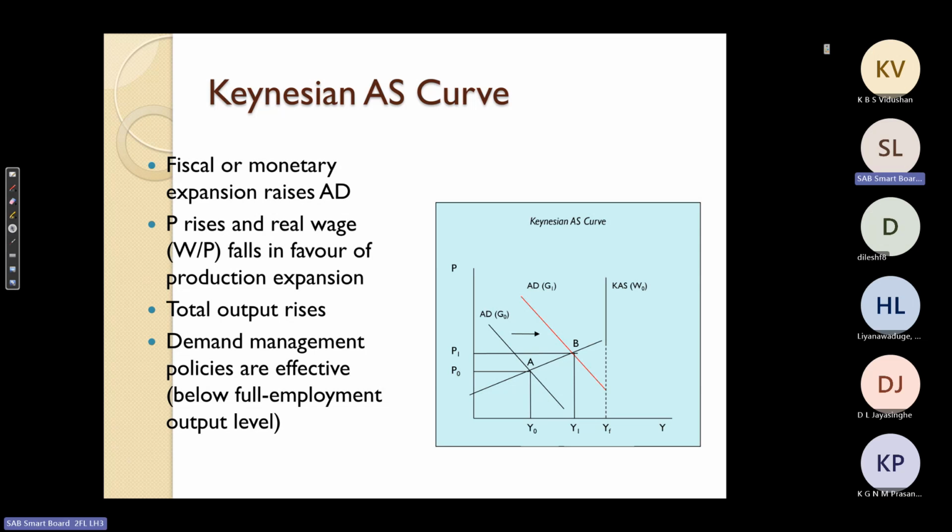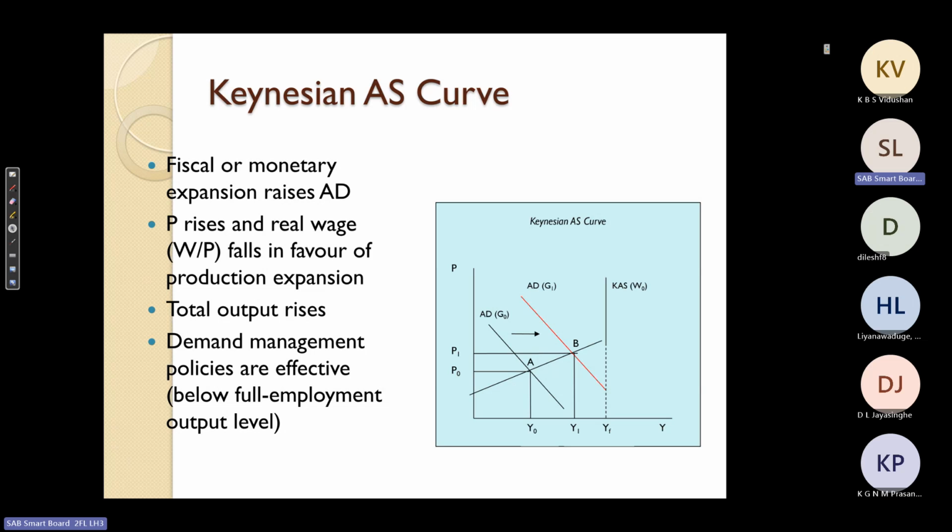So if we are underutilizing, operating under capacity, below the full employment level, demand policies work. Once it reaches the full employment level, raising government expenditure or raising aggregate demand will have a neutral effect on income. That is the idea.